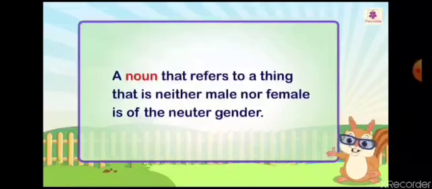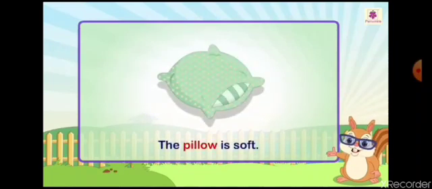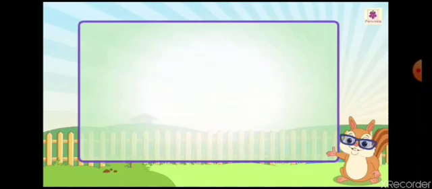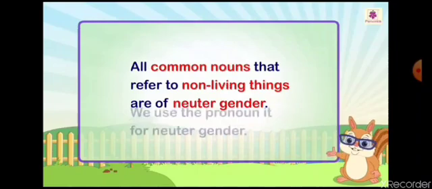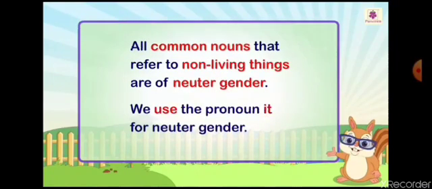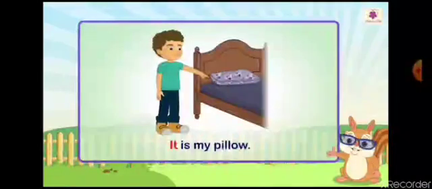A noun that refers to a thing that is neither male nor female is of the neuter gender. For example, the pillow is soft. Remember, all common nouns that refer to non-living things are of neuter gender. We use the pronoun it for neuter gender. For example, it is my pillow.